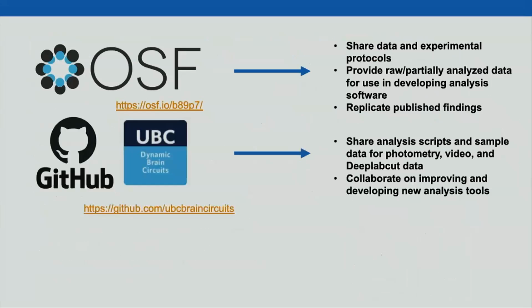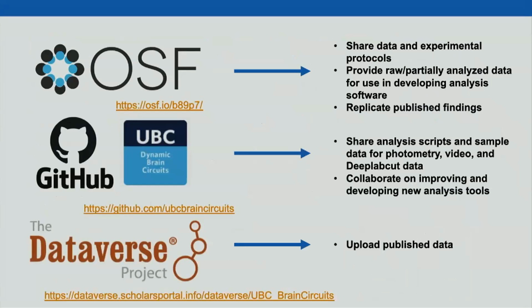And so all of this data will be available, or already is available, on these open source platforms shown here. So I'm sharing raw and partially analyzed data as well as protocols on the Open Science Framework, which I guess will then also be shared on the CONP platform eventually. I'm sharing my analysis scripts along with sample data on GitHub through the Dynamic Brain Circuits GitHub, and I'm uploading published data to the Dataverse.